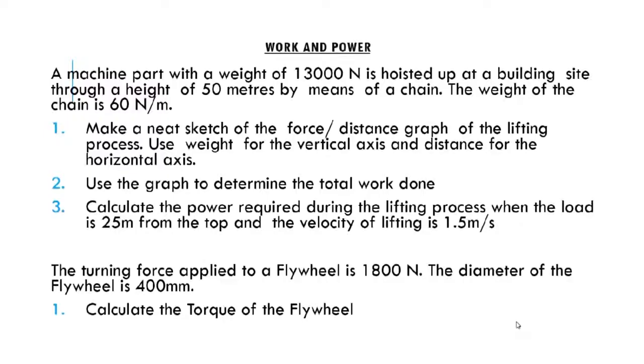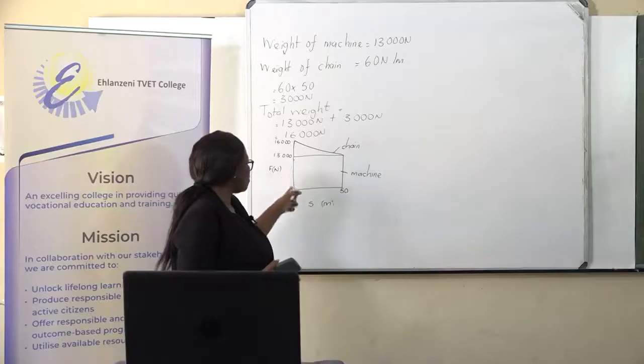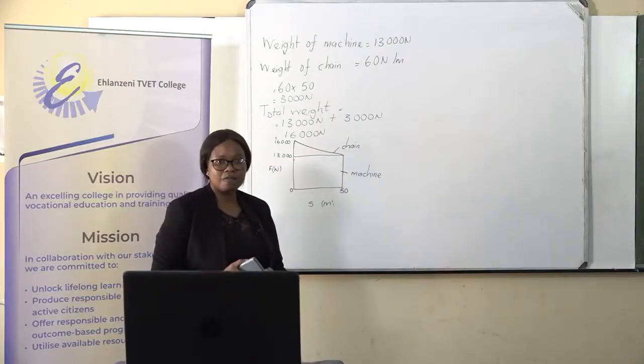Our next question reads as, use the graph to determine the total work done. How are we going to calculate the total work done? Remember, we say that work done is force times distance. When force, and we've got 2 forces here, moves through a distance of 50 meters, we want to find the total.